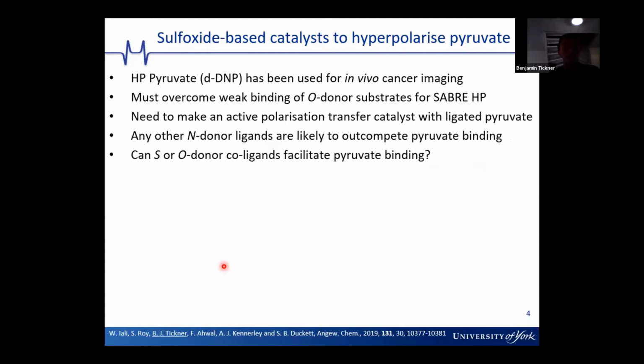Pyruvate is a molecule that people are very interested in because you can use it for in vivo cancer imaging. You can track its metabolism in vivo. But to hyperpolarize pyruvate using SABRE, we have to overcome the weak binding of O-donor substrates to the iridium catalyst. So we have to try and find a way in which we can make an active magnetization transfer catalyst that has ligated pyruvate.